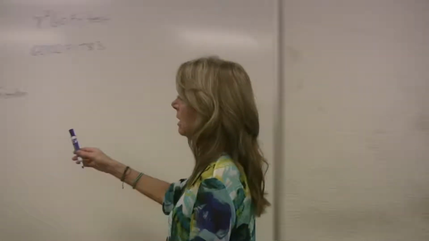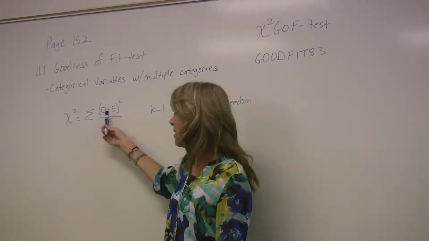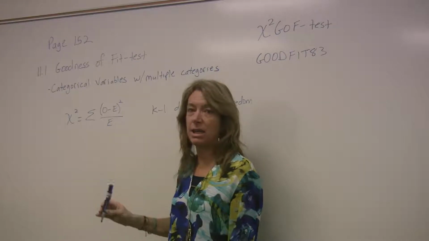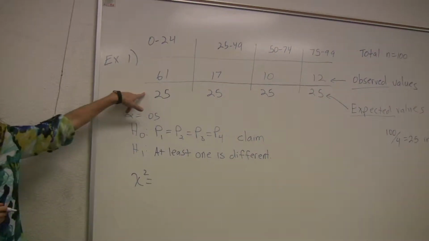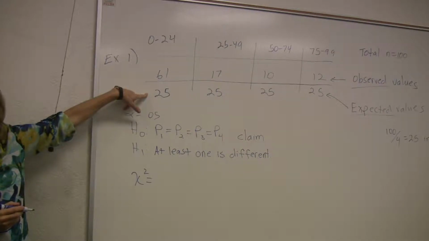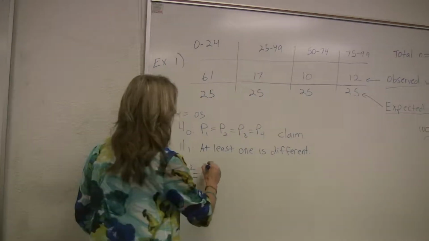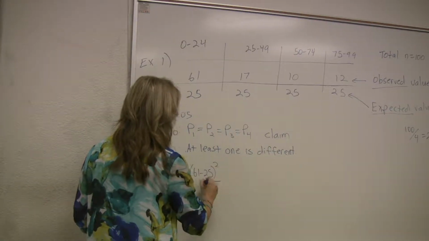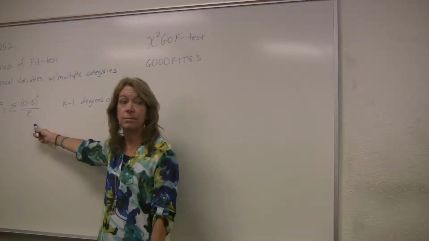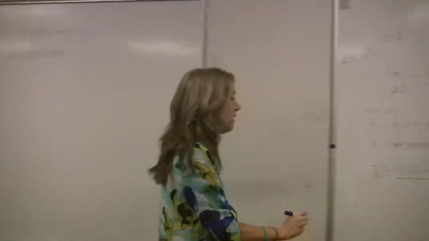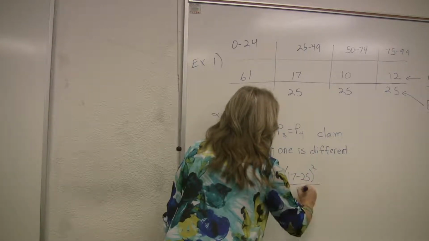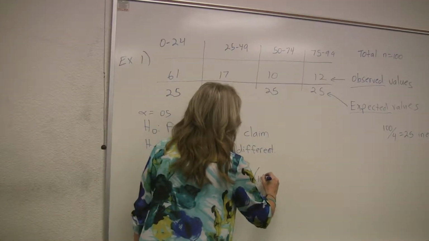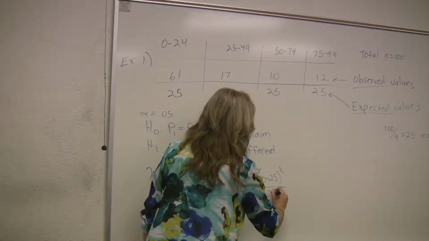For the rest of us though, I'm going to actually use the formula. I have to do exactly this. I have to add up all the O's minus the E's squared divided by the E's. So watch me write this out carefully. In my first category, people who have the nice calculators are all ignoring me, I like it. The O minus the E, 61 minus 25, squared, divided by the E. See what I'm doing there? Divided by E, which was 25. Plus, same thing for each one, 17 minus 25 squared divided by 25. Plus 10 minus 25 squared divided by 25.